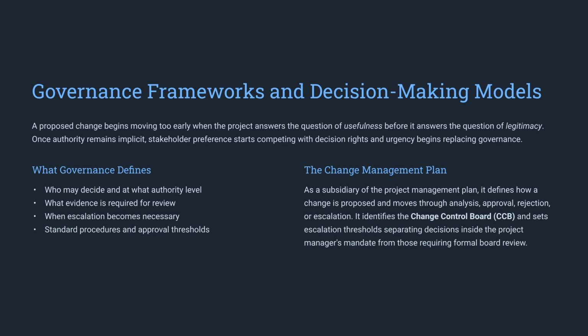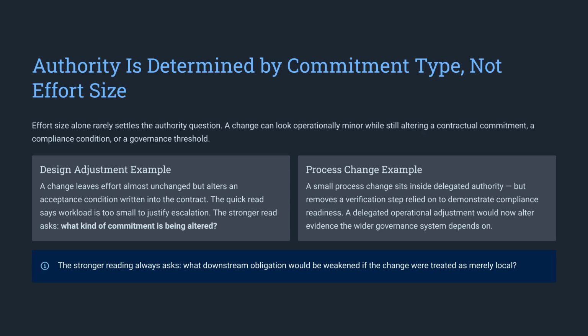Robust governance is required for effective decision-making. A formal change management plan defines authority levels, necessary evidence for reviews, and the role of the Change Control Board, or CCB. Authority isn't just about the size of the effort. It is determined by the commitment type. A minor adjustment could still violate contractual agreements or compliance standards, requiring proper escalation.